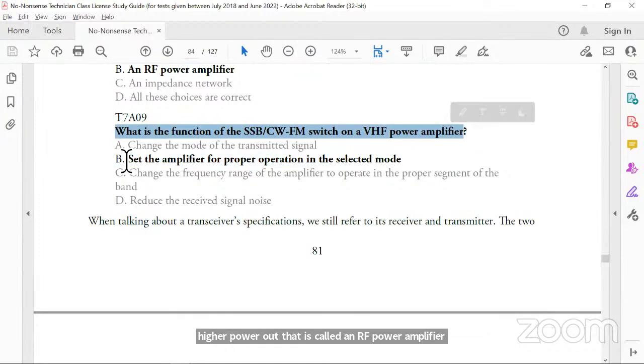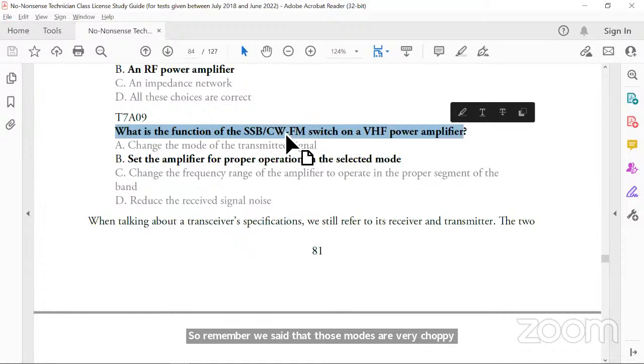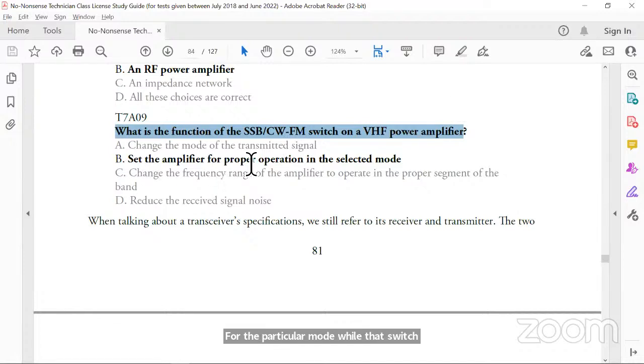Okay, next question. What is the function of the SSB/CW-FM switch on a VHF power amplifier? So remember we said that those modes are very choppy type modes. May cause the amplifier to clickety-click and result in a poor performance output for the particular mode. Well, that switch is to set the amplifier for proper operation in the selected mode.